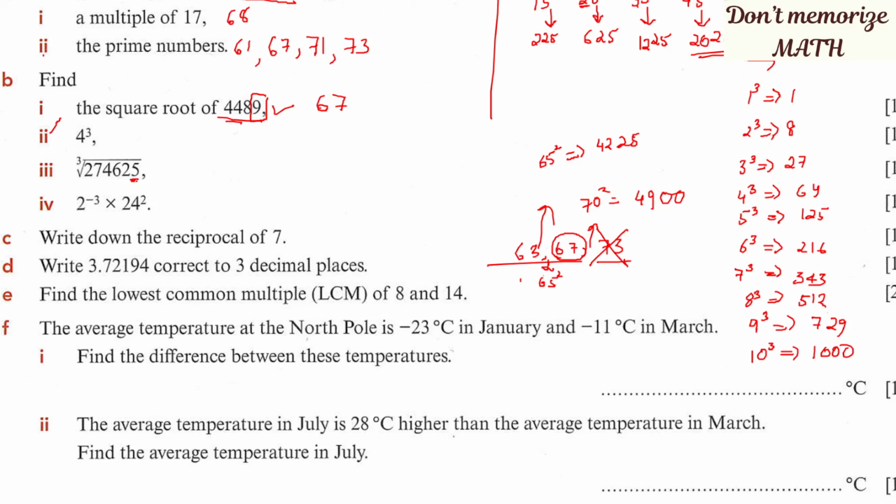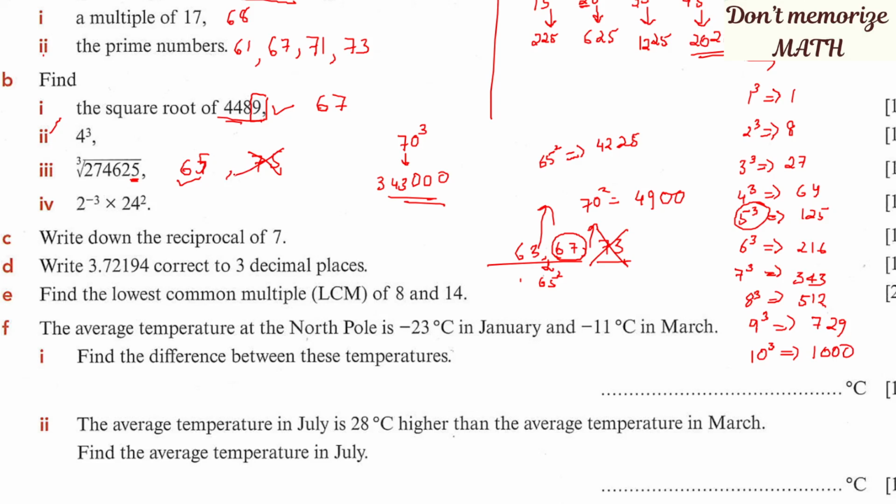See the last digit. Last digit is 5. So we have only some options, right? 65 and 75, we have only two options. Just find 70 cube. What will be 70 cube? 7 cube is 343. Cube means 0, we need 3 zeros. This is 70 cube. So just see the number, this is less than 70 cube, so the answer will be 65.